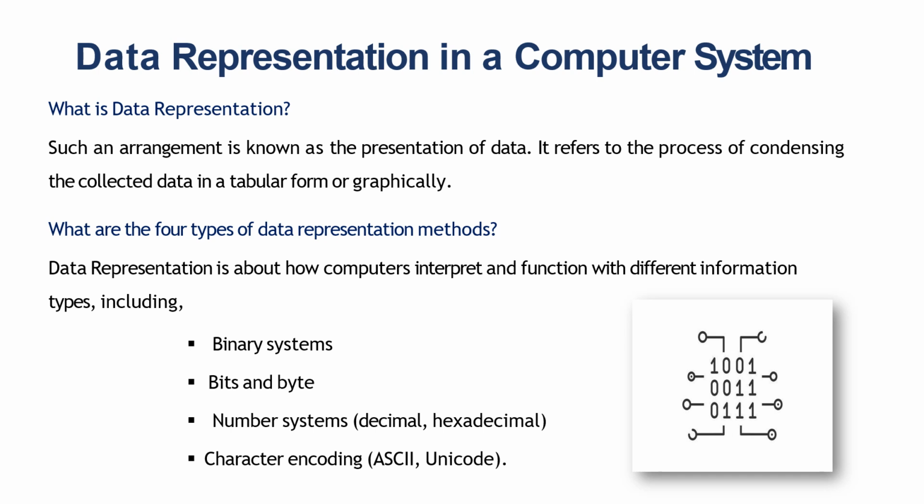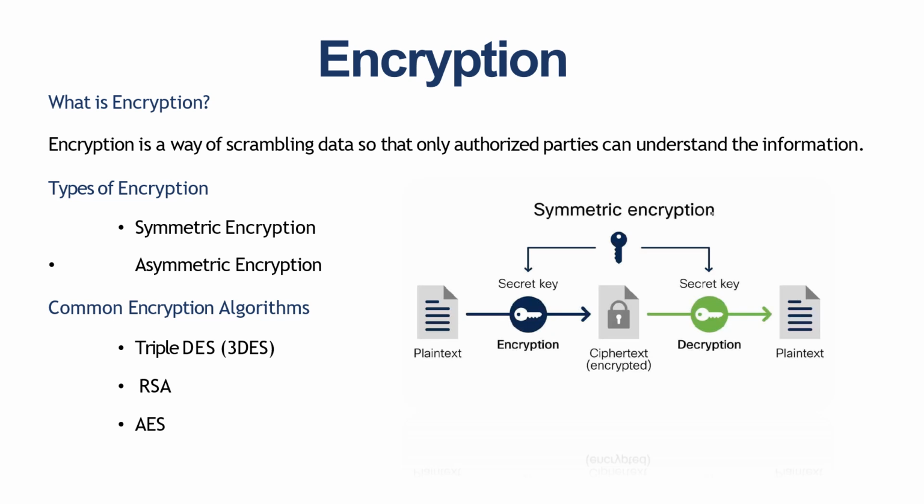Data representation is about how computers interpret and function with different information types, including binary systems, bits and bytes, number systems, character encoding. Encryption. What is encryption? Encryption is a way of scrambling data so that only authorized parties can understand the information.